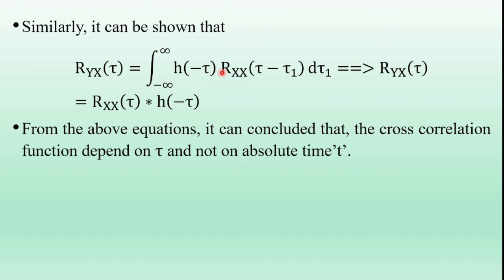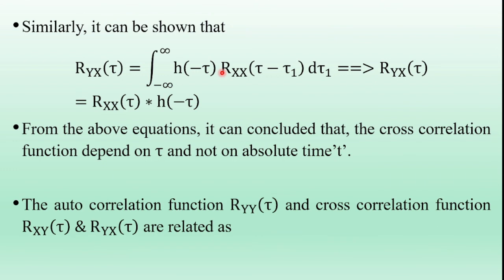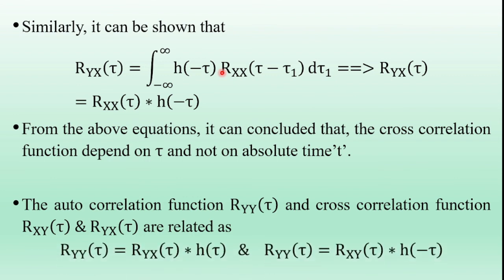From the above equations, it can be concluded that the cross correlation function depends only on tau and not on absolute time t. The autocorrelation function Ryy of tau and the cross correlation functions Rxy of tau and Ryx of tau are related as Ryy of tau equal to Ryx of tau convolved with h of tau, and Ryy of tau equal to Rxy of tau convolved with h of minus tau. So this is the concept of the cross correlation function of input and output.